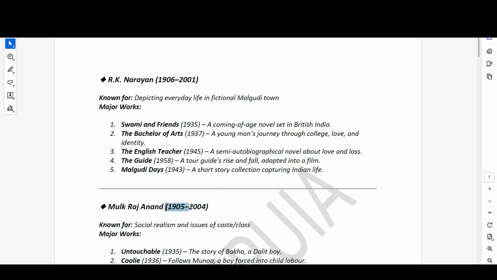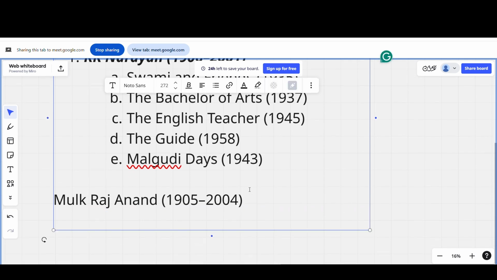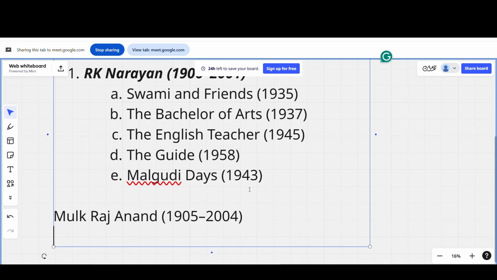So he was born in 1905 and died in 2004. You even have to write all this. You have to know when their era was. Is it in the 20th century? Is it in the 21st century? You have to know this. Both of them are still 20th century. If you are born in 1900, that means you are born in the 20th century.